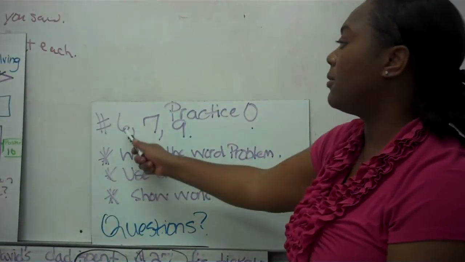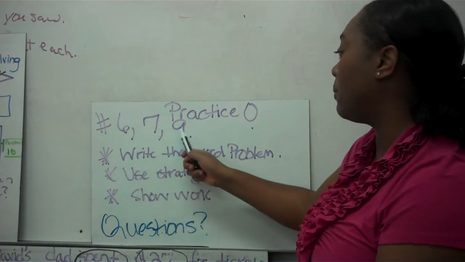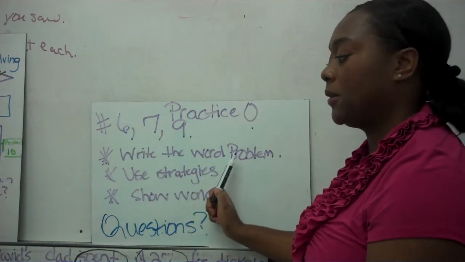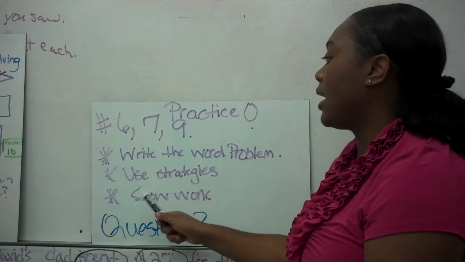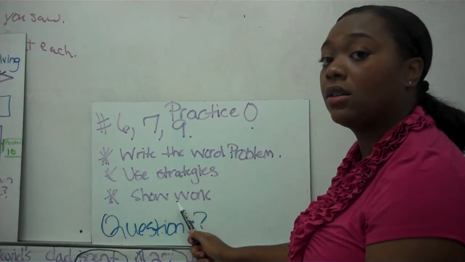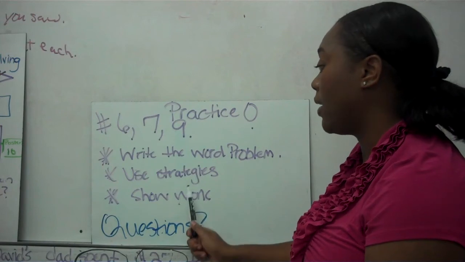Now I want you guys to practice number 6, 7, and 9 in your notebook. You're going to have to write down the word problem so that you can practice using strategies. Show me your work. I don't know how you got your answer. Don't just write down the answer. I want to know how you got it.